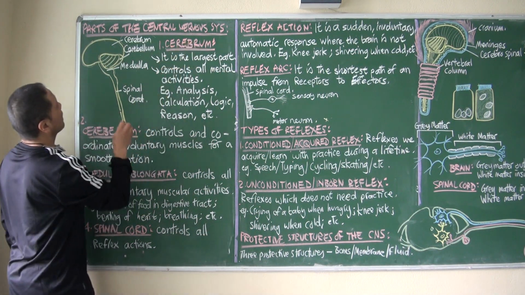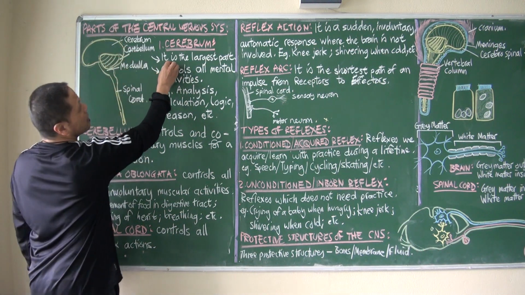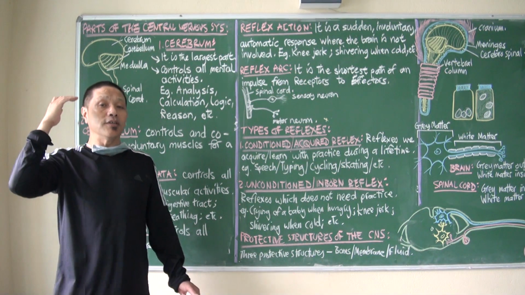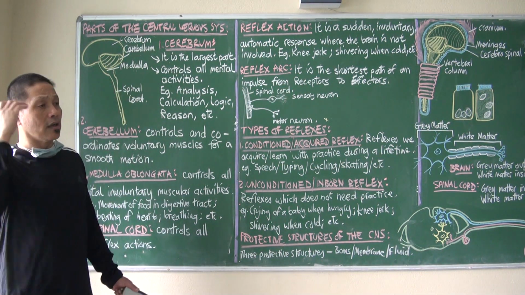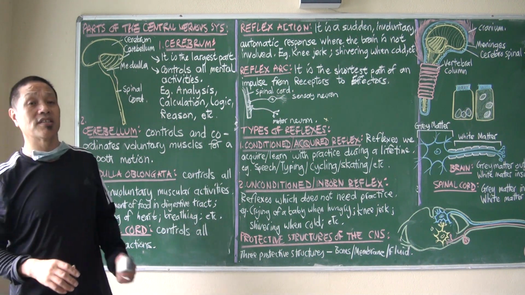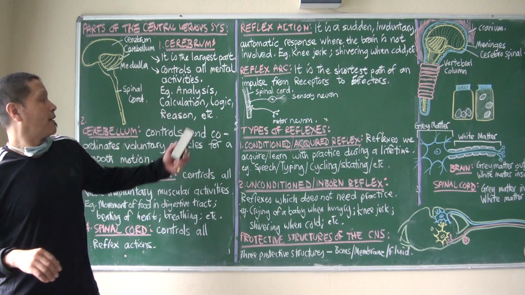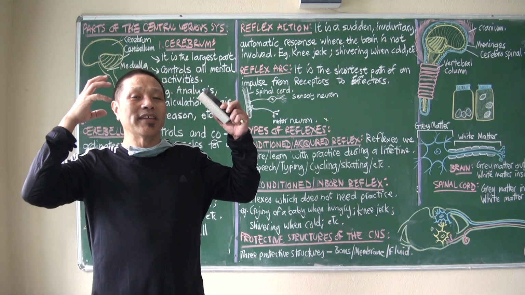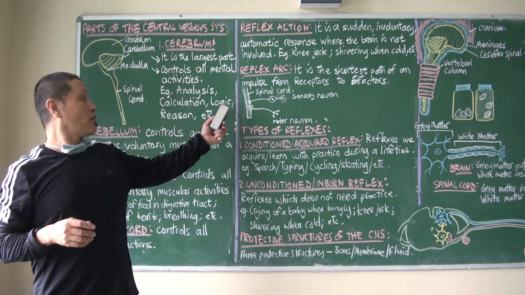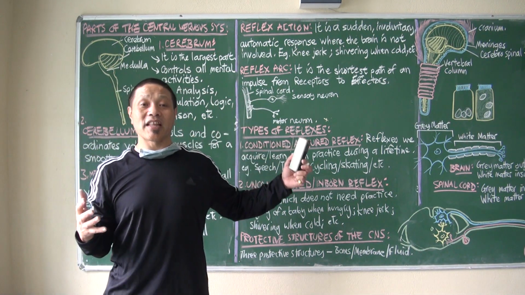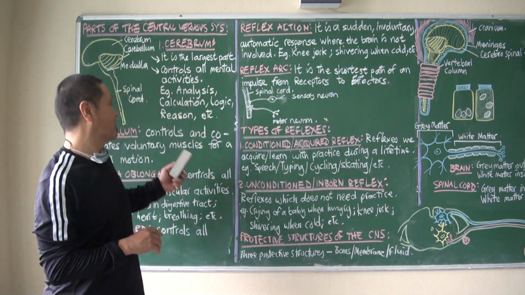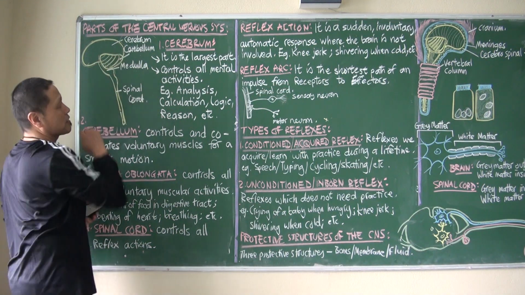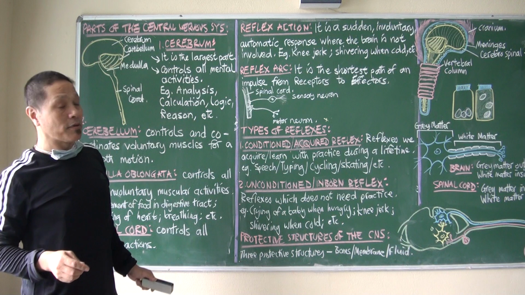The cerebrum, this part, is the largest part and it controls all mental activities. So everything that we do with our brain, mental activities such as analysis, calculations, logic. For example, 2 plus 2, you will be thinking of something. So that logic, and reasoning. Questions like, why do I have to come to school? That kind of questions. All of that is played around here in this part known as the cerebrum.